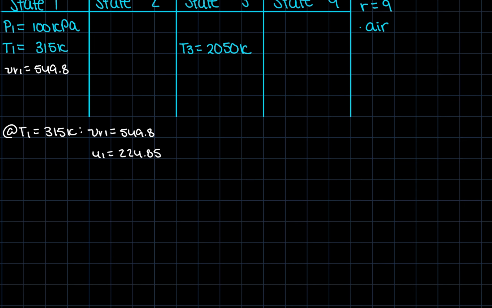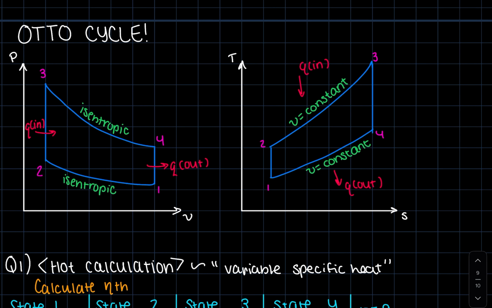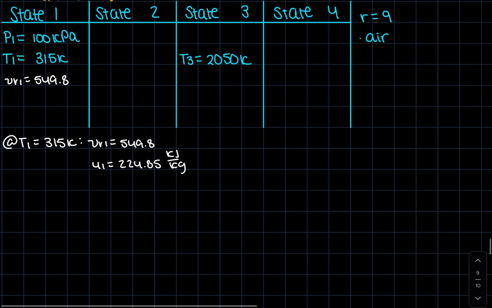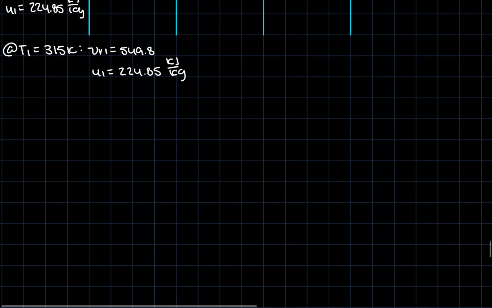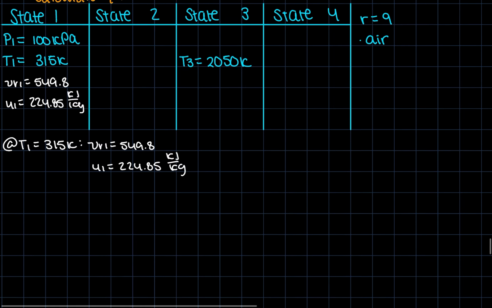So something important to note is that for the Otto cycle, these are generally closed cycles or closed processes. So you're going to be mainly looking at the U value. There are other cycles that require you to find the enthalpy. Some require enthalpy and internal energy. But for the Otto cycle, more often than not, you're probably going to be mainly looking for the U values to solve your calculations. So we found U1 to be 224.85 kilojoules per kilogram. And as you can see, we have nothing for state 2.